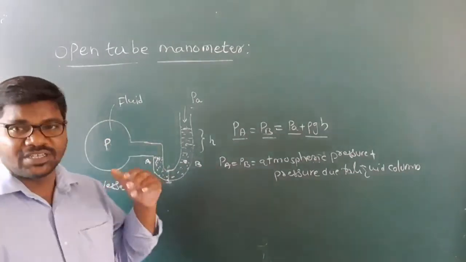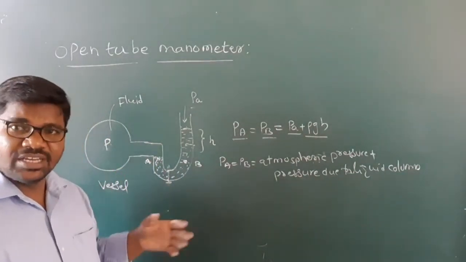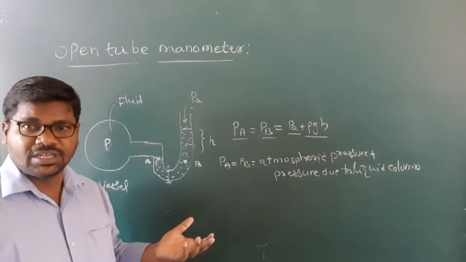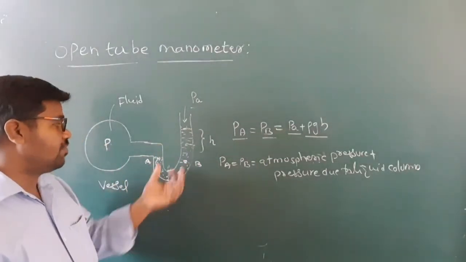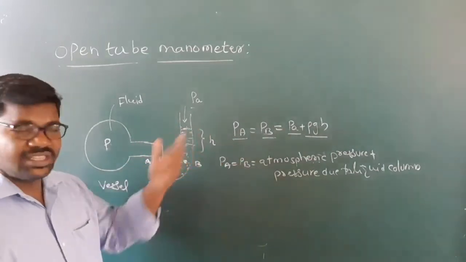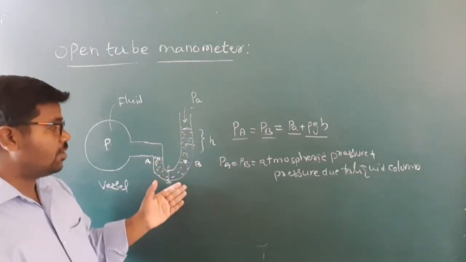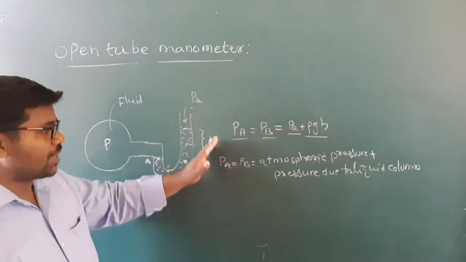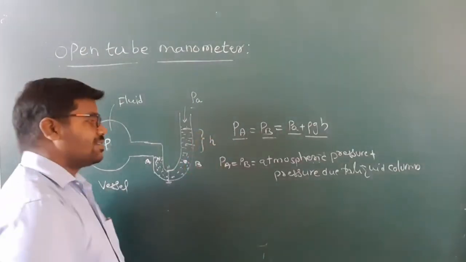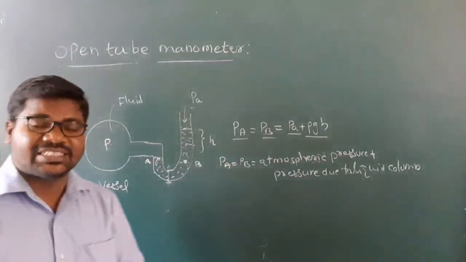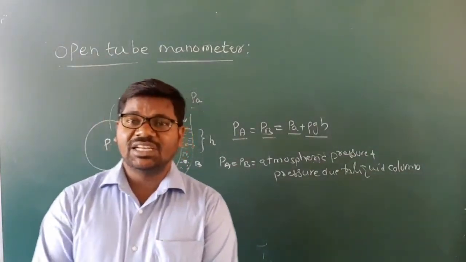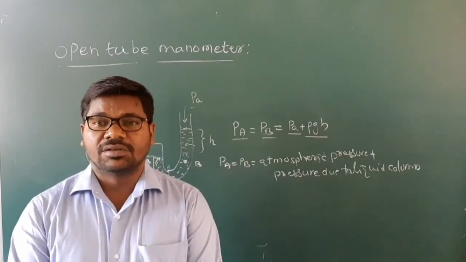Here we can take oxygen, nitrogen, any fluid, even water. How much pressure does water exert? Consider water, and we fill the tube with mercury. The height of the mercury will change, by using this formula: pressure at A or B is equal to atmospheric pressure plus pressure due to liquid column. The pressure due to the liquid column gives the pressure exerted by the gas or fluid which is in the vessel. Okay, my dear children.